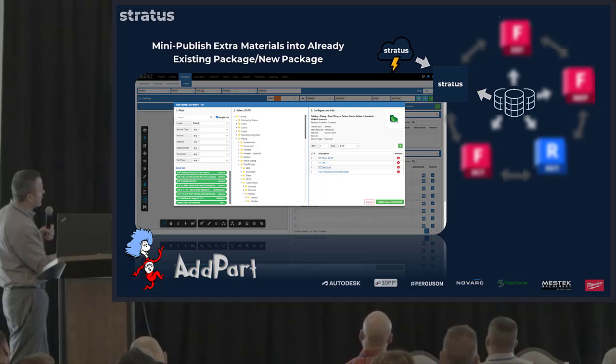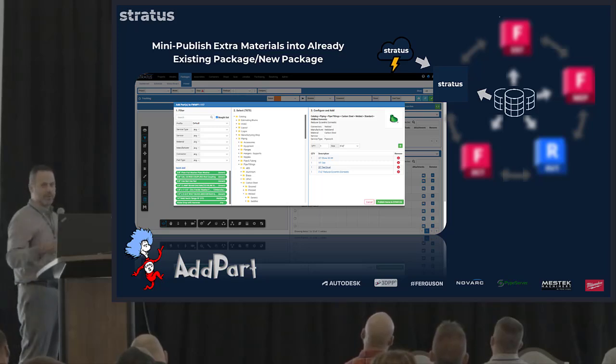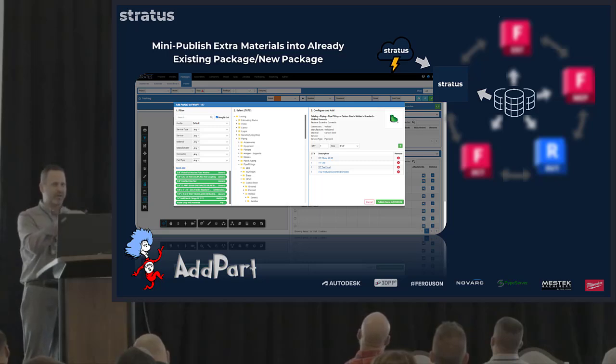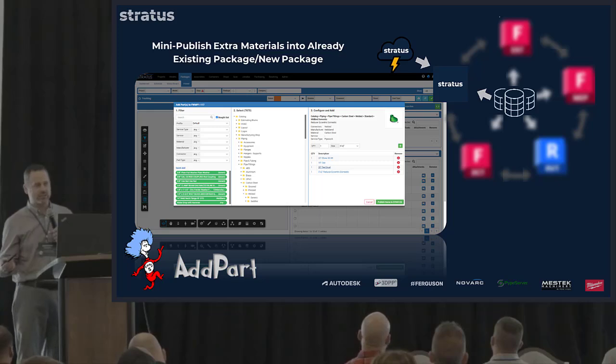And then you just click over here. How many do you want? 5, 10 of these. Click the plus sign and publish. Okay, so this is what I'm calling a mini publish. You can publish this to Stratus directly from here. So you can publish this directly into an already existing package.